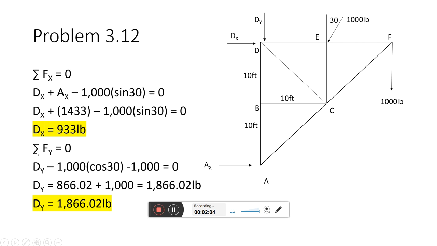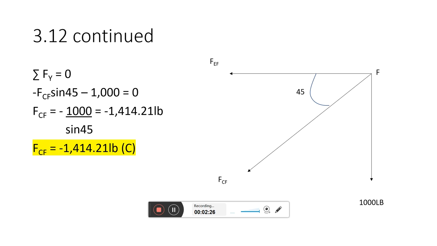In order to find Dy, you take the sum of all the y forces. So Dy minus 1,000 cosine 30, once again, back up here, minus 1,000, which is this force up here. And isolating Dy on one side, you get 1,866.02. Now that we have those forces figured, we can isolate the joints one at a time and figure out their equilibriums.